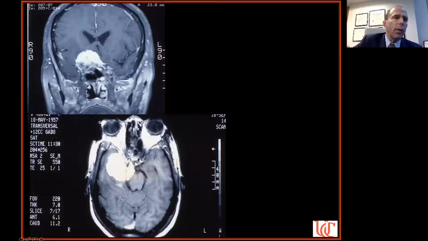Here's another patient with a large sphenoid wing meningioma, or no, I'm sorry, this was a tuberculum sellae meningioma, brightly enhancing, and a sphenoid wing meningioma causing multiple cranial nerve palsies.